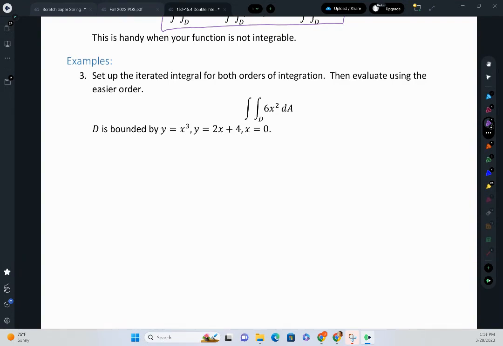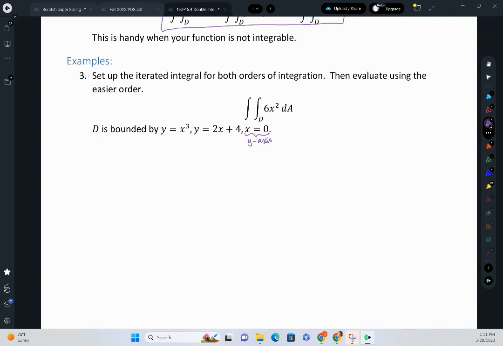Okay, so our double integral over D is of 6x squared dA, and D is bounded by y equals x cubed, y equals 2x plus 4, and x equals 0. Now what we have to remember is that x equals 0 is the y-axis.